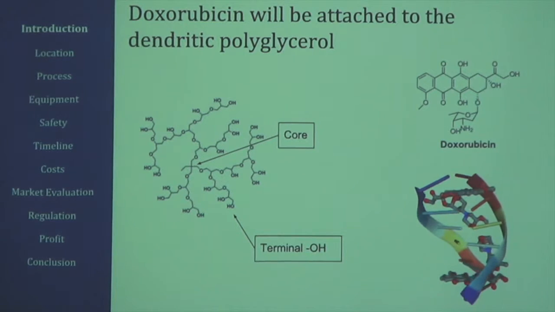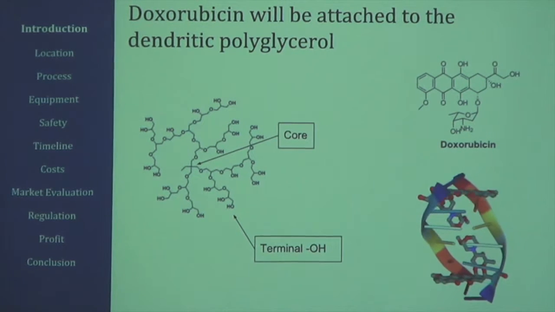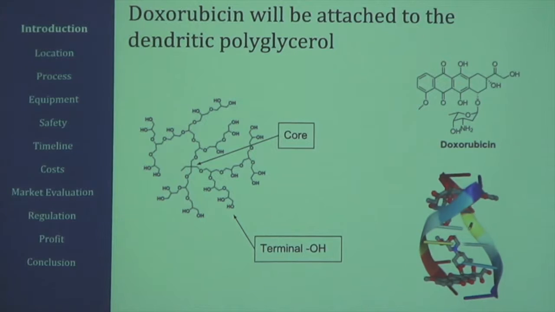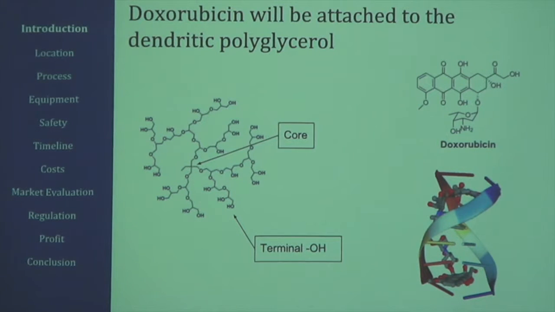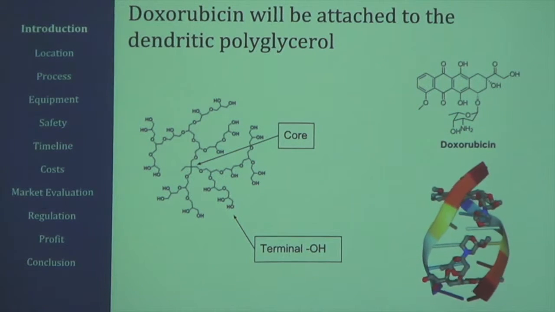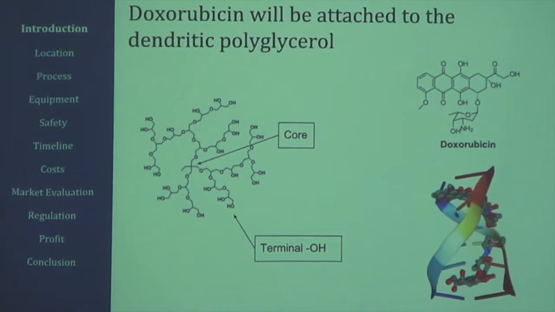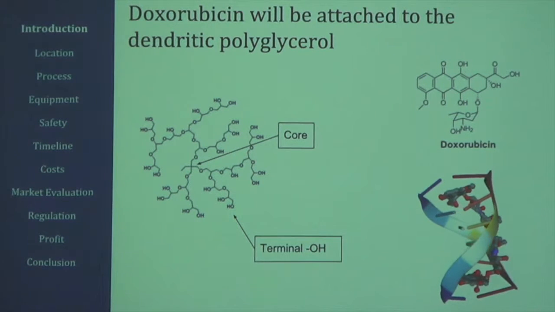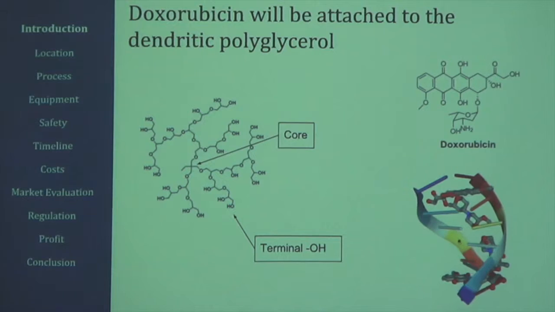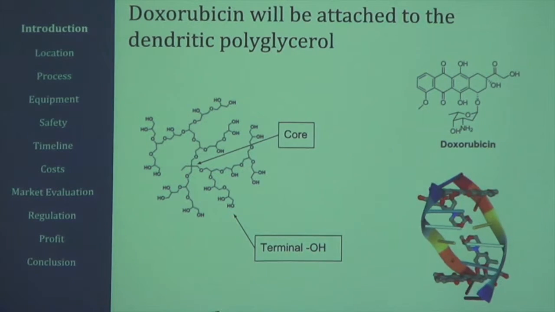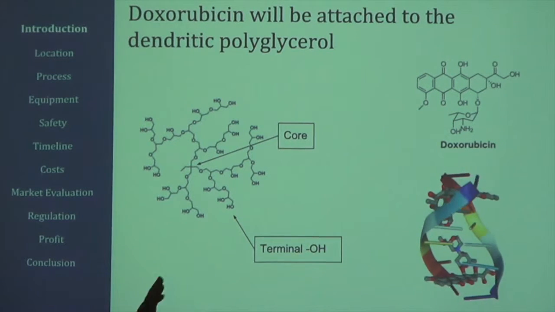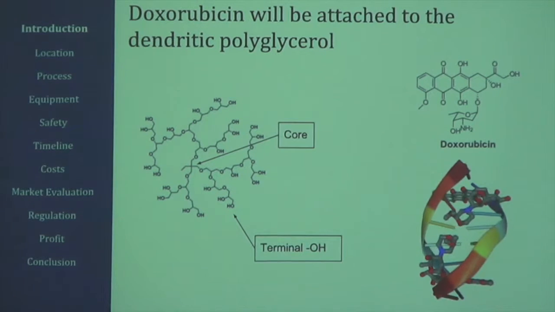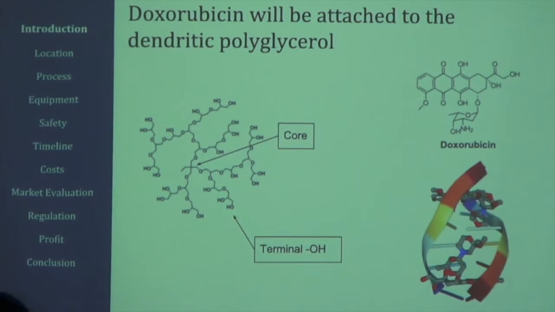So this is just a little bit more about the dendritic polyglycerol. We intend to distribute doxorubicin, which is an already FDA-approved drug to target the cancer cells. So on the right, the doxorubicin in DNA and the chemical structure are going to be attached where the terminal OH is here, so at the outside of the dendritic polymer.